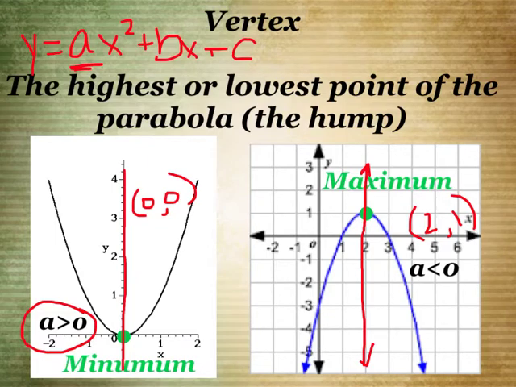The last thing to note is that when we are looking at our vertexes, we will see something called a minimum or a maximum. A maximum means that the vertex is the highest point of the graph, and a minimum means that the vertex is the lowest point of the graph.